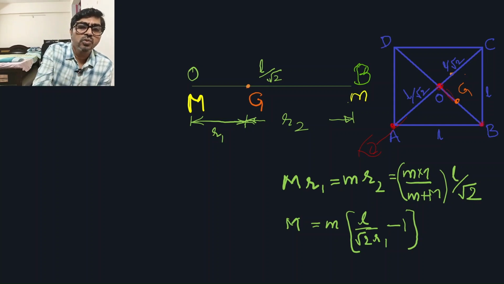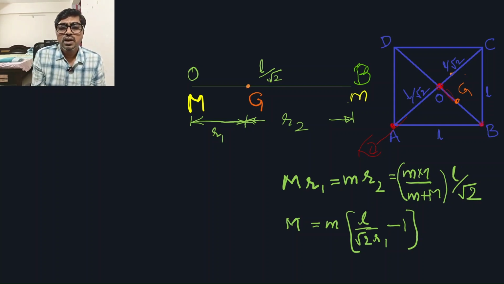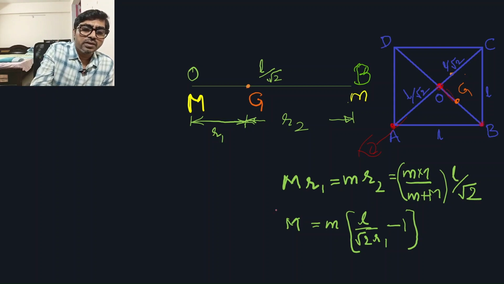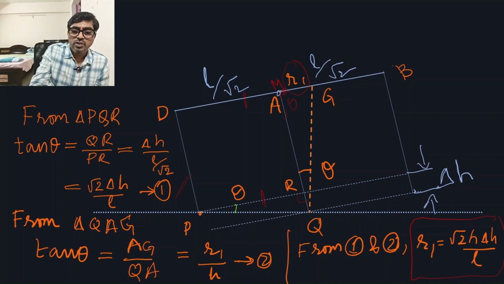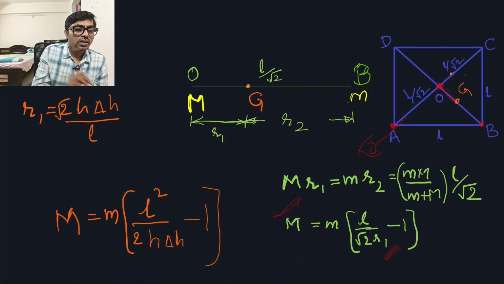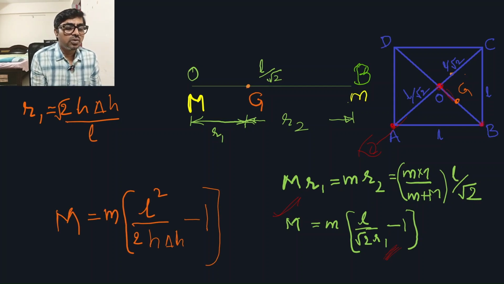So the separation here between O and B is nothing but L by root 2. So use that formula and you will get capital M. You get capital M by taking R1 to this side. But R1 is still there, but we have calculated R1. You go back, you have R1 there. If I take that R1 and substitute here, you get the answer, capital M equal to small m into L square by 2 H delta H minus 1. So this is the question, the derivation is completed. Of course I am not substituting the values, you can check it and complete that part.